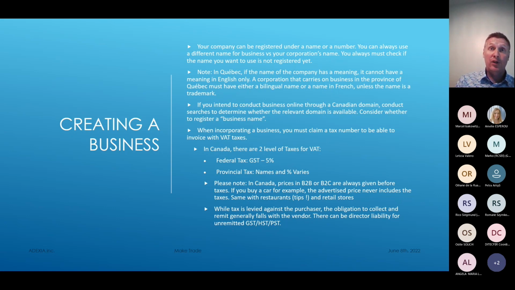You need to make sure that your system is able to incorporate the fact that there are 2 levels of tax, that those levels of tax are different from one province to the next and are sometimes calculated differently from one province to the next. So it can affect some people in their business.